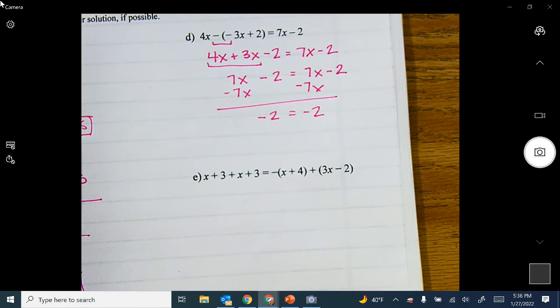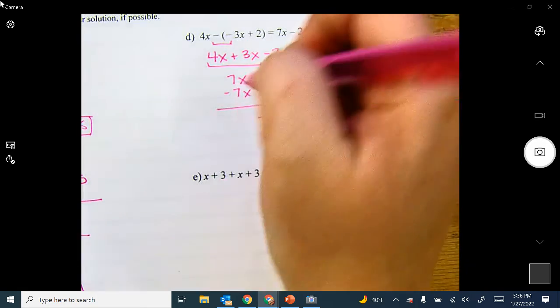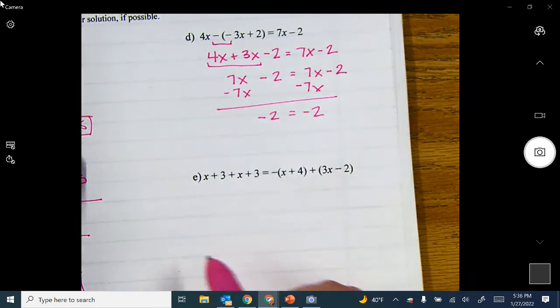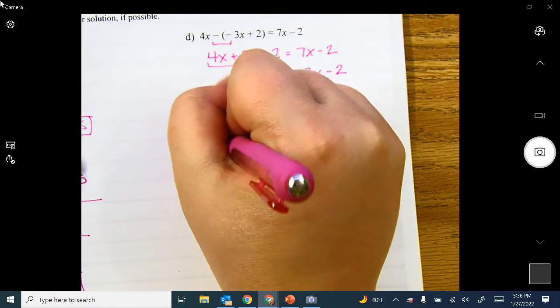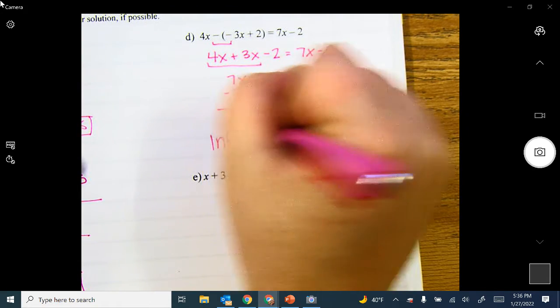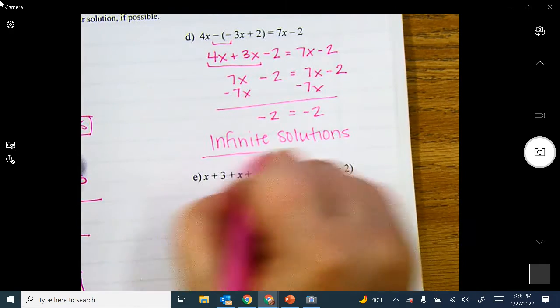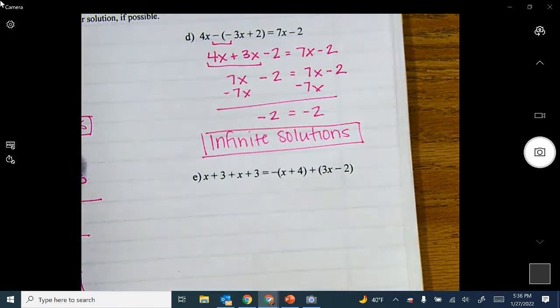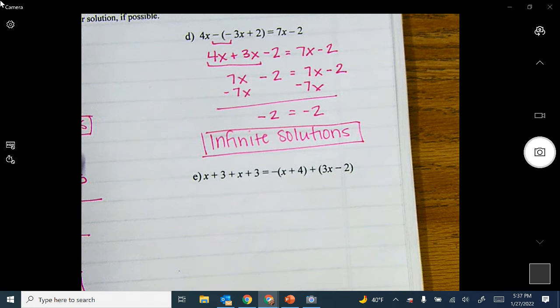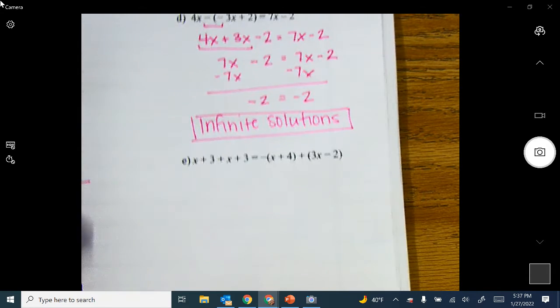Okay, there's never an instance where that will not be true. So no matter what I put in for x, it will always come out to negative 2 equals negative 2. So just like A, this one has infinite solutions. And again, moving on rather quickly, so pause if you need to.